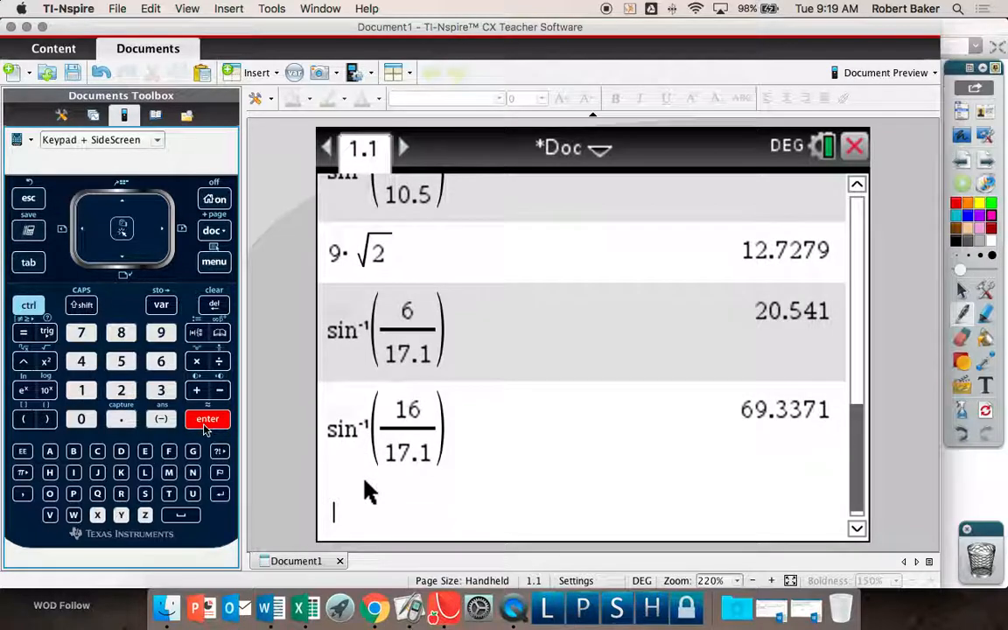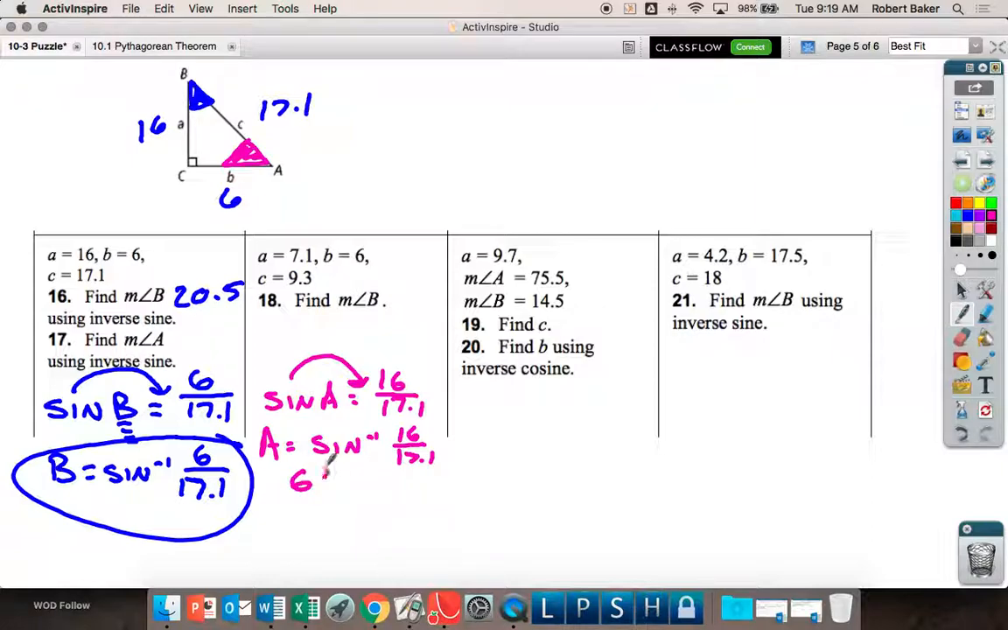And you get 69.3. I don't like that at all. 69.3. Why do I not like that answer? Anybody? Why does that answer suck?